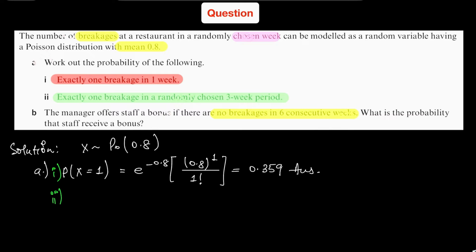Let's move on to the second part of this question, where it says exactly one breakage in a randomly chosen 3-week period. So the time interval is changed to a 3-week period.